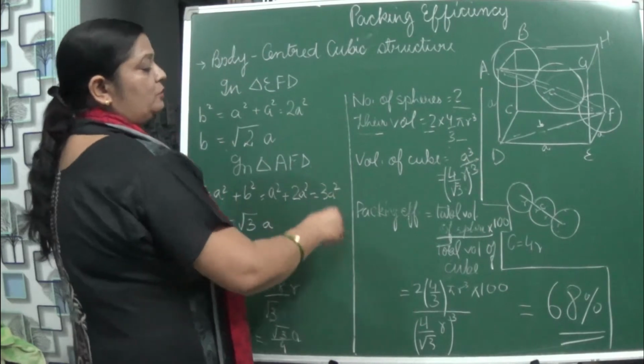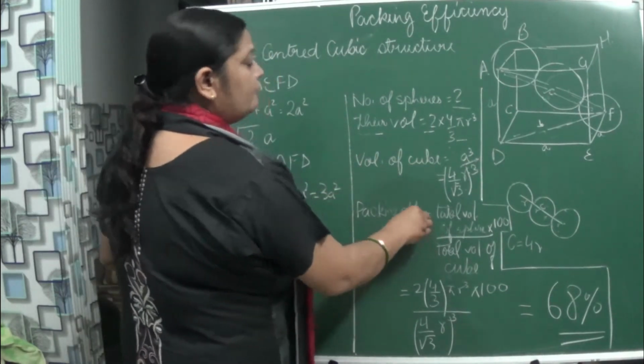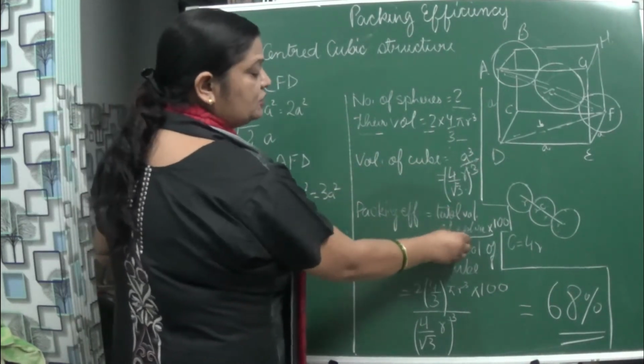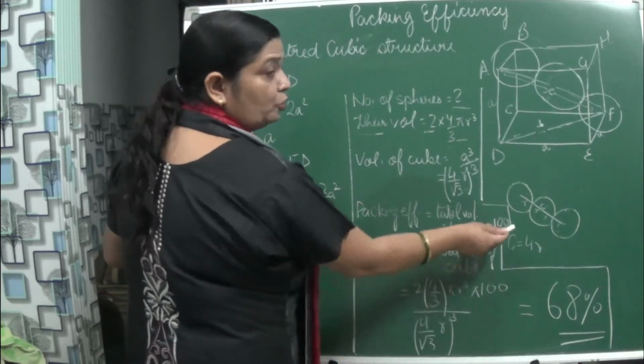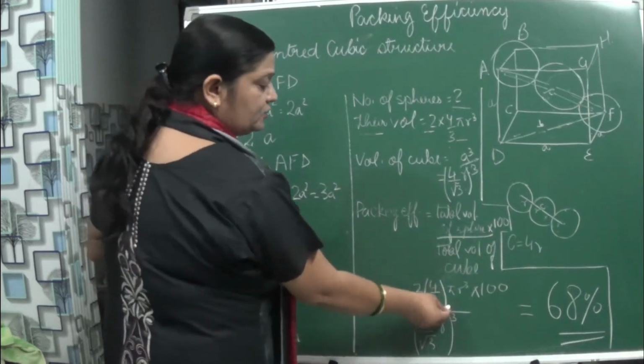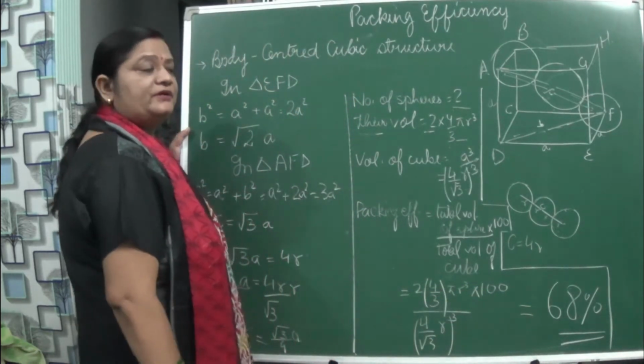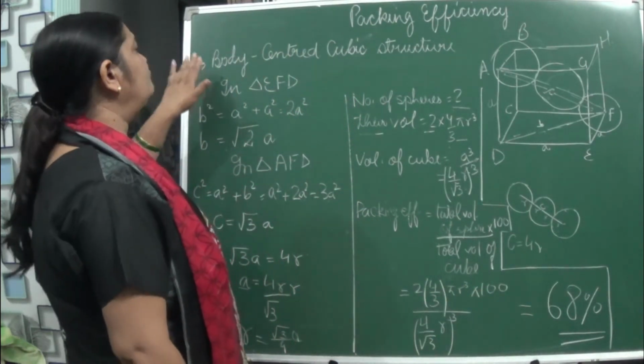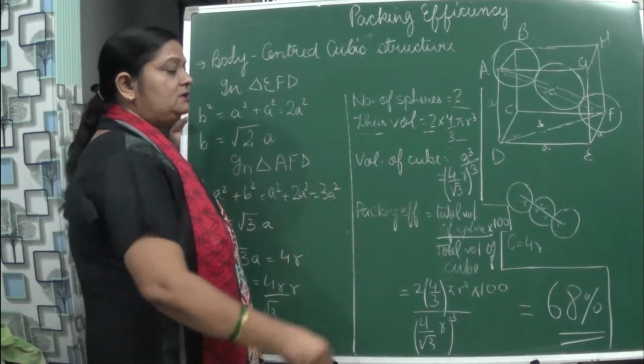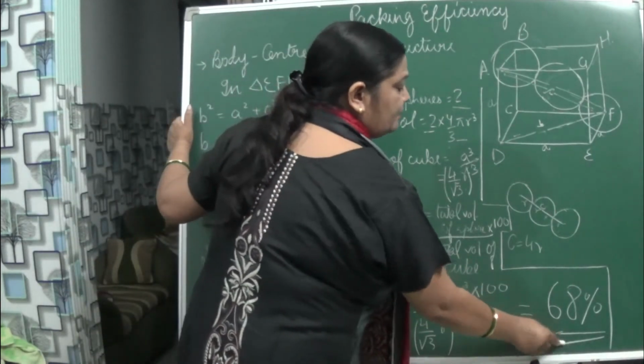Now the packing efficiency will be the total volume of the spheres upon the total volume of the cube into 100. We will put in just the values and we will get 68%. So the packing efficiency of body centered cubic structure is only 68%.